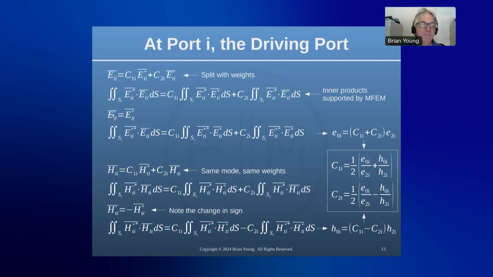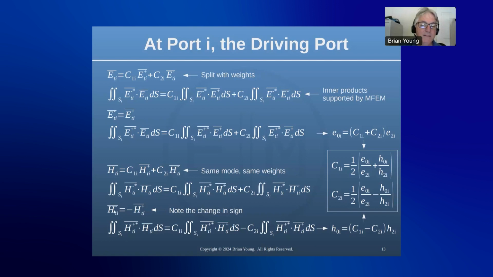Then replace the field in the minus direction with the field in the plus direction, and you end up with a relatively simple equation where you have one equation and two unknowns. You know E0 and you know E2 from the inner products, and now you're still looking to find C1 and C2.